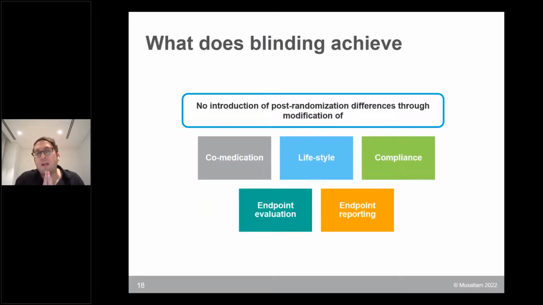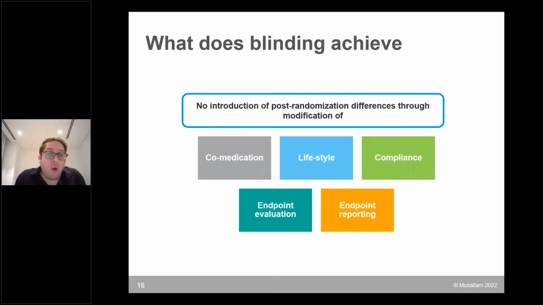It does decrease the chance of post-randomization differences, because even if I assigned the treatment or placebo, for example, at random, if I know that this patient is on placebo, I didn't decide, randomization put them on placebo, maybe I'll start treating them differently as a physician. I'll give them more care because I know they're not getting the drug. I will give them more vitamins, more supplements. I'll ask them not to do something.